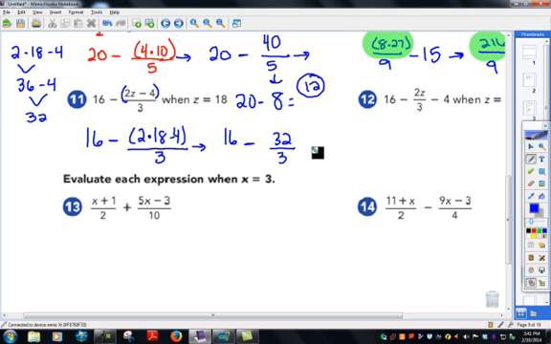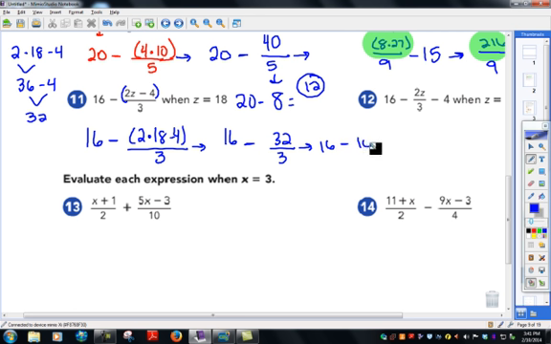Okay, we've got to do the division first. 32 divided by 3 is going to be a decimal. It's 10.6 repeating. Whoops, I guess I need to rewrite that. I need to write my 16 in front because you've got to keep it there.